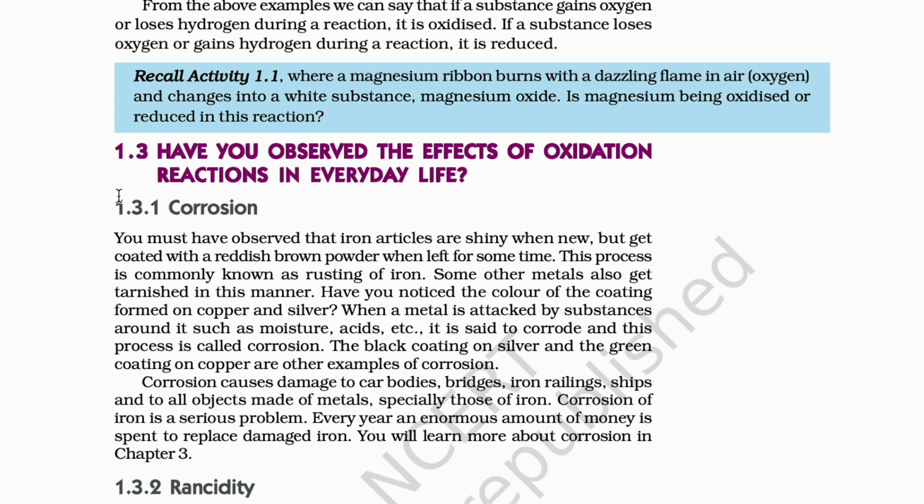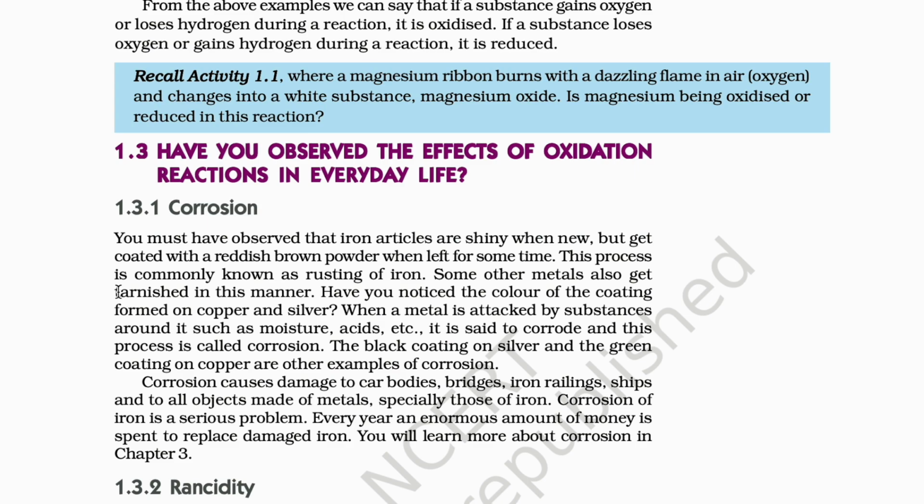1.3.1 Corrosion. You must have observed that iron articles are shiny when new, but get coated with a reddish brown powder when left for some time. This process is commonly known as rusting of iron. Some other metals also get tarnished in this manner. Have you noticed the color of the coating formed on copper and silver?